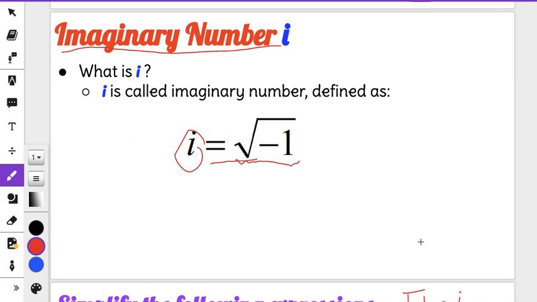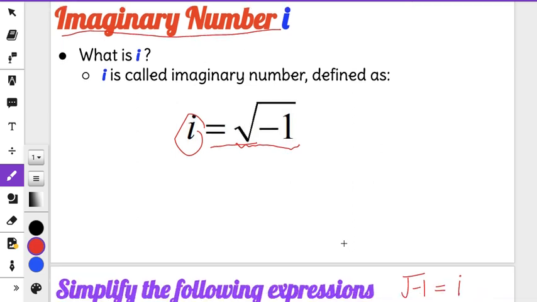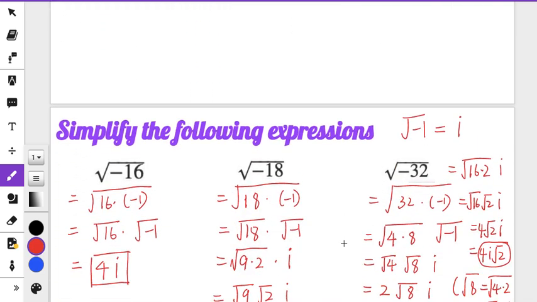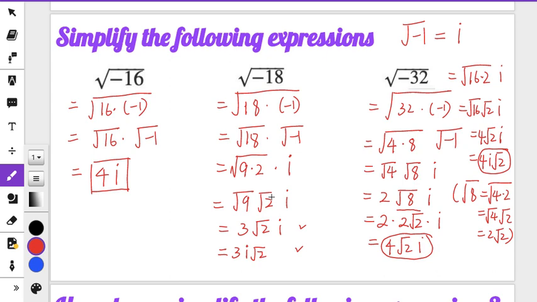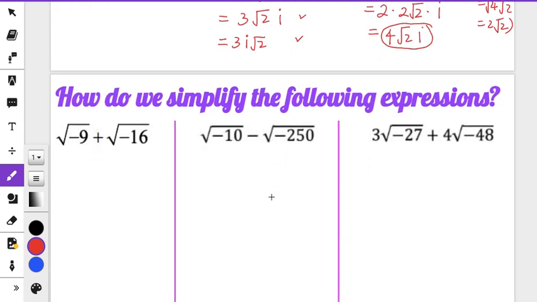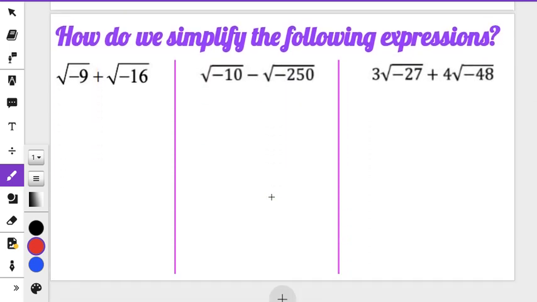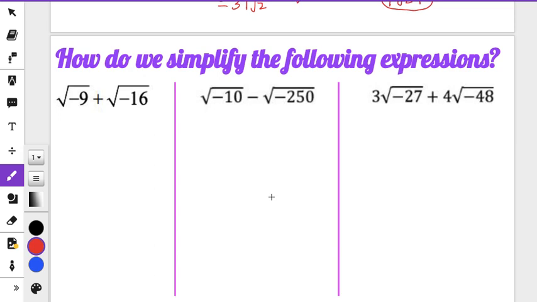Hello everyone, in this video we are going to continue our conversation about the imaginary number. In the last video we had an introduction to the definition, and we also did some simplification regarding how to simplify a number involving the square root of a negative number. So in this video we are going to do a little bit more practice. We are going to look at these three expressions and see how to simplify them. Let's check one by one.